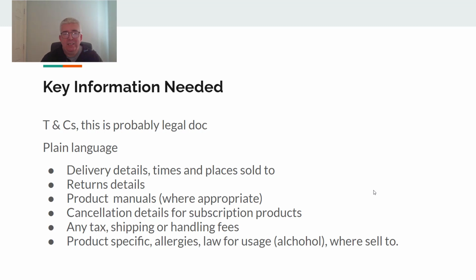Next thing is tax, shipping and handling fees. If you've got this particular tax, let people know about it. Don't freak them out when there's this huge tax bill appearing on their checkout. And if you've got anything that's product specific, allergies, if you're selling nut products, for example, if there's a particular law in place, if you're selling alcohol, that might be an example. You have to be over 18 over here in the UK, over 25 in the US in some states, and where you sell to.